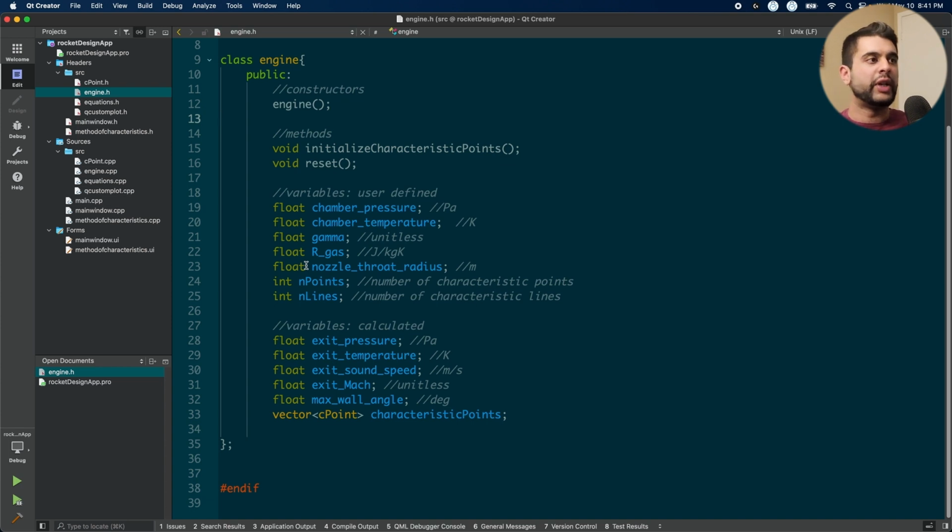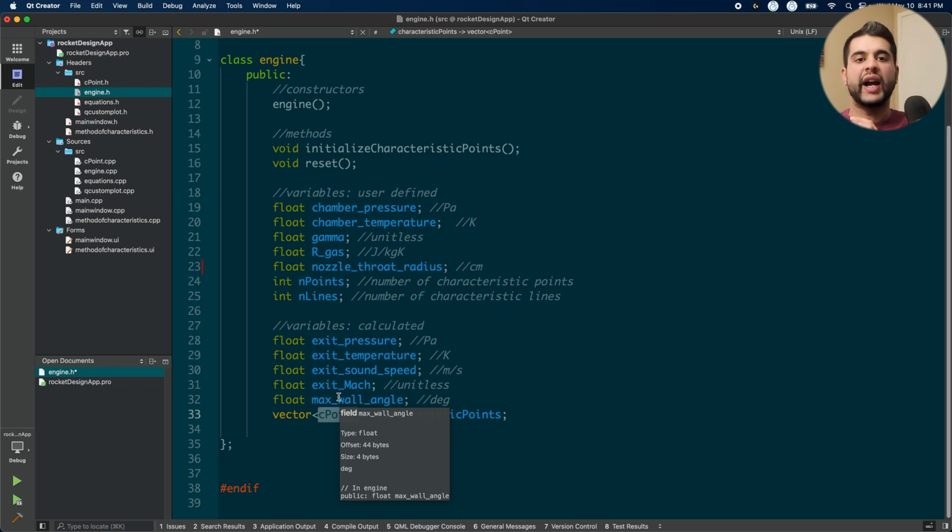So we have chamber pressure, temperature, specific heat ratio, R gas, gas constant. I put the units at the side for reference, nozzle throat radius, number of points and lines. Then I have my exit pressure, temperature, sound speed, Mach, wall angle. And then this one here is an array. If you use JavaScript, you will have to use a different notation, but this is an array of points, right? I'm making an array of my characteristic points because you will have many points and I need to represent them somehow. So I put them into an array.